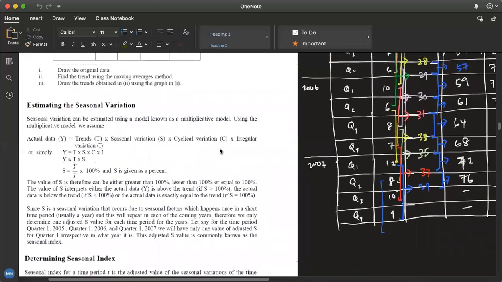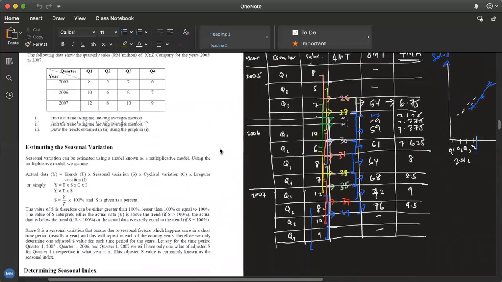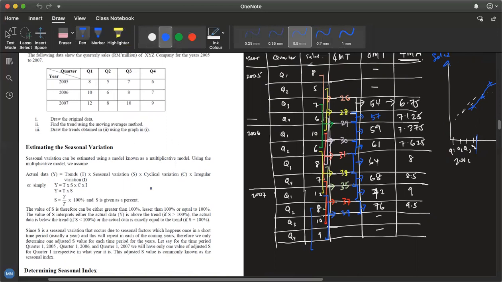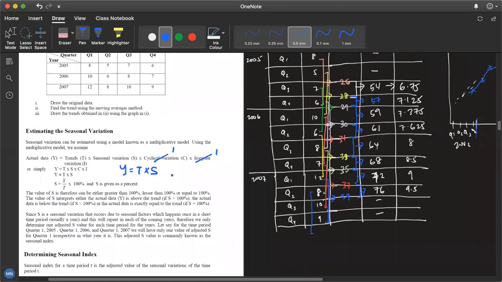So since we are dealing with the seasonal data, so cyclical variation should be equal to 1, right? So this one should be equal to 1. And irregular variation also equal to 1. So we will use the formula Y equal to T multiplied with S. And then to calculate S, which is seasonal variation, we just manipulate the formula. T kita bawa ke sana, so we become Y divided by T multiplied with 100%, right?